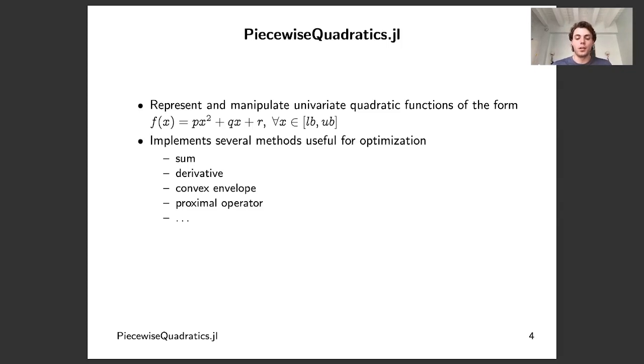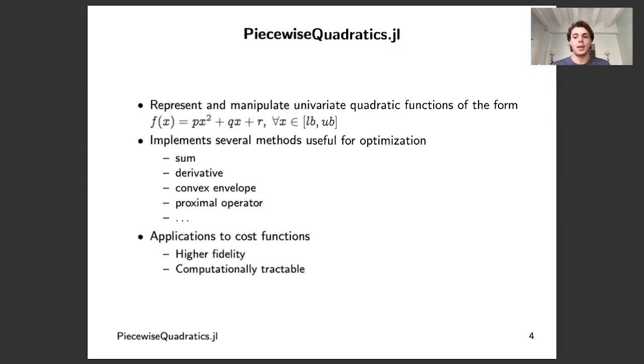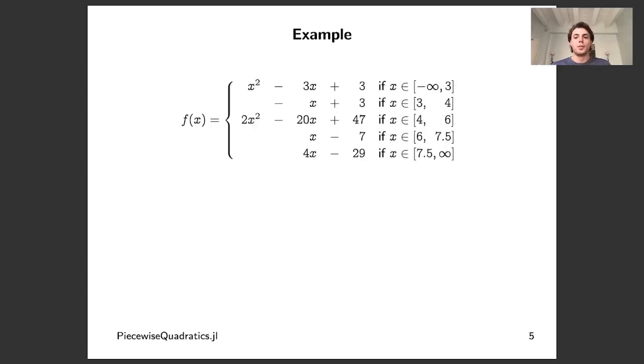I want you to consider, when we're talking about this package, applications to cost functions, where we might be able to represent a cost function in much higher fidelity than, say, a piecewise linear function, while still remaining computationally tractable. So here's an example piecewise quadratic consisting of 5 quadratic functions, each bounded on an interval. And note that they are listed in increasing order of their interval.